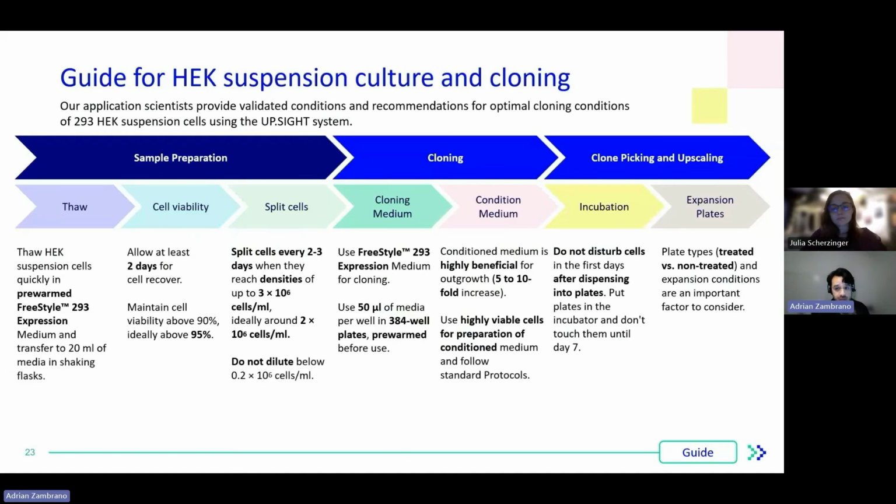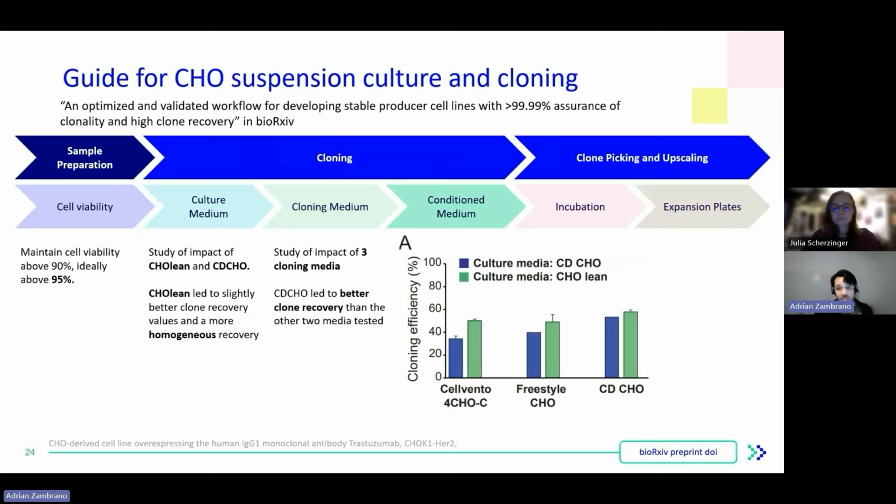Now I've come to the end of the HEK saline part, and I want to show you a second example, but for CHO cells. So this is now the work done for the CHO cells. Also, if you're interested in the full paper, I have written here at the top the publication. You can find it in bioRxiv. Here we have followed somewhat of a similar process, but adapted to the cell lines.